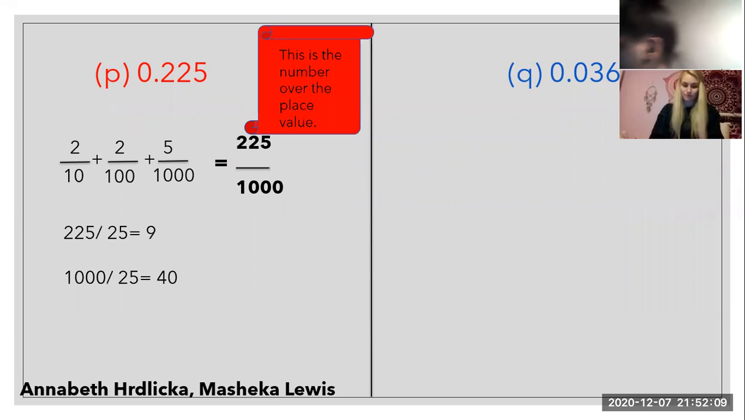So I have a question for you, Annabeth. Why does the number have to be over the place value? Well, while doing anything with fractions and percentages, the fraction must have a placeholder under the number. If not, it wouldn't be a fraction. It would be a whole number or another type of number, but not a fraction. So to make it a fraction, it has to have one on top, one on bottom, one in the middle. So that's why you need it.